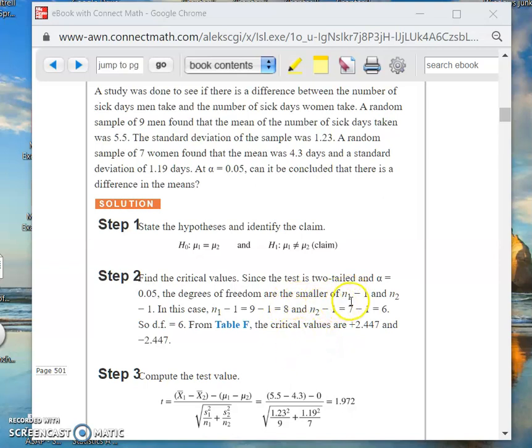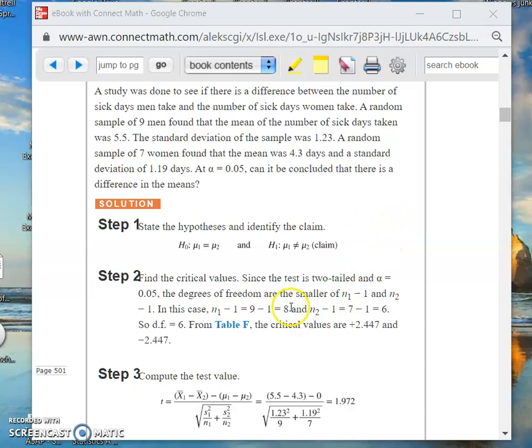N1 is the number of men, and that was 9 men that were surveyed. Okay, that's the 9 men, and then women there was 7 women. Okay, so it's the smaller of these two. Otherwise, how would you figure out what the degree of freedom is? Well, the convention is to take the smaller one.